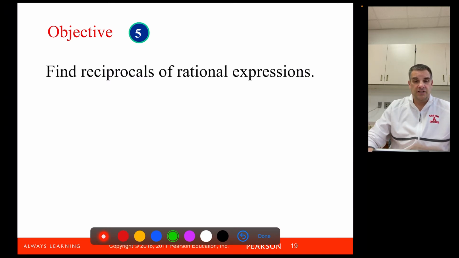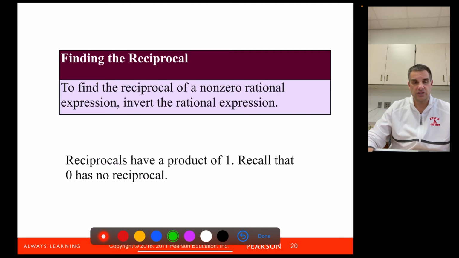Second objective then is to find reciprocals of rational expressions, and this really leads into how do you divide. Okay, so we want to find reciprocals of rational expressions. Why do we need to find it? To find the reciprocal of a non-zero rational expression, just invert the rational expression. So if I have something like 1 over 2, the reciprocal of that inverted is 2 over 1.